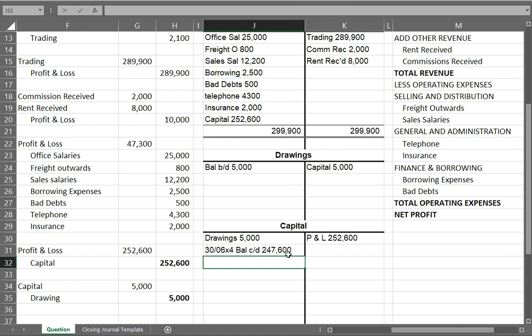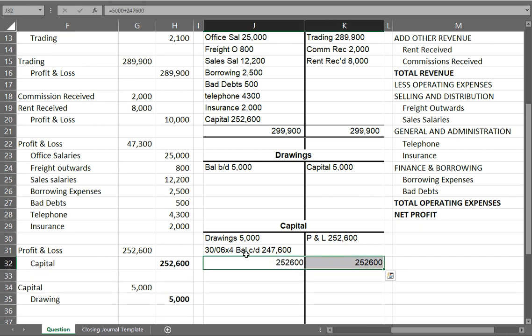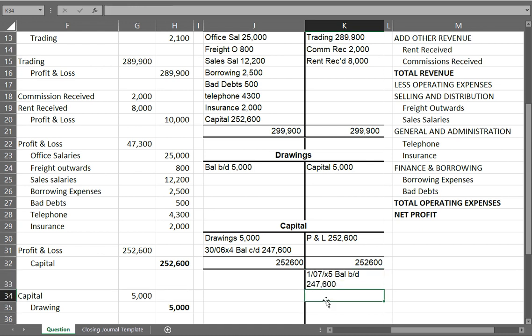All right, now let's balance accounts on both sides. We will have that much over here, and we should have the same amount over here. Yep, we do, which is great. And then 1st of July 2005 is your balance brought down for capital, which is 247,600. Okay, so here we go. We've got our journals, closing journals done.